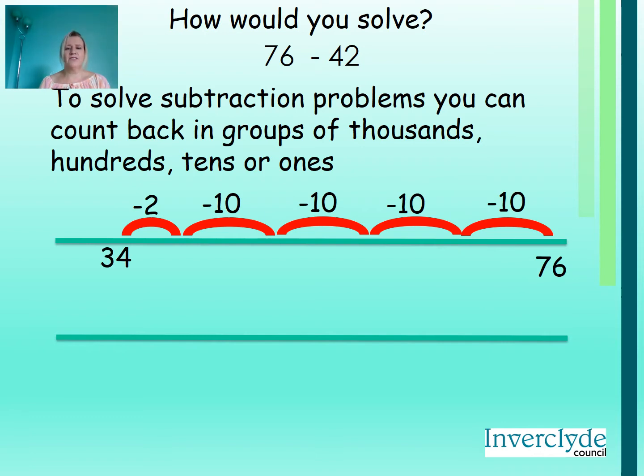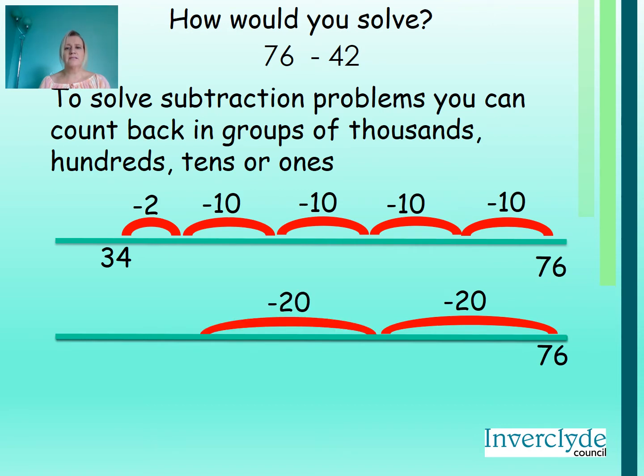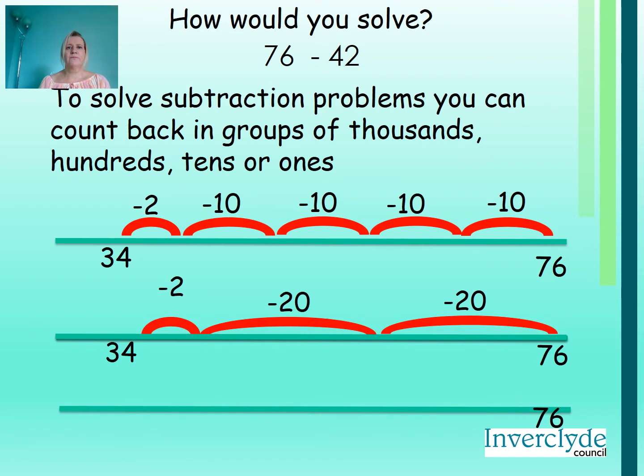Did you get to the answer 34? Of course you could have done it in a different way. You might have counted back in a chunk of 20. 76 take away 20 would be 56, and take away another 20 would be 36. We've taken away 40 so far and we only need to take away 2 more. 36 take away 2 more also gives us the answer of 34.